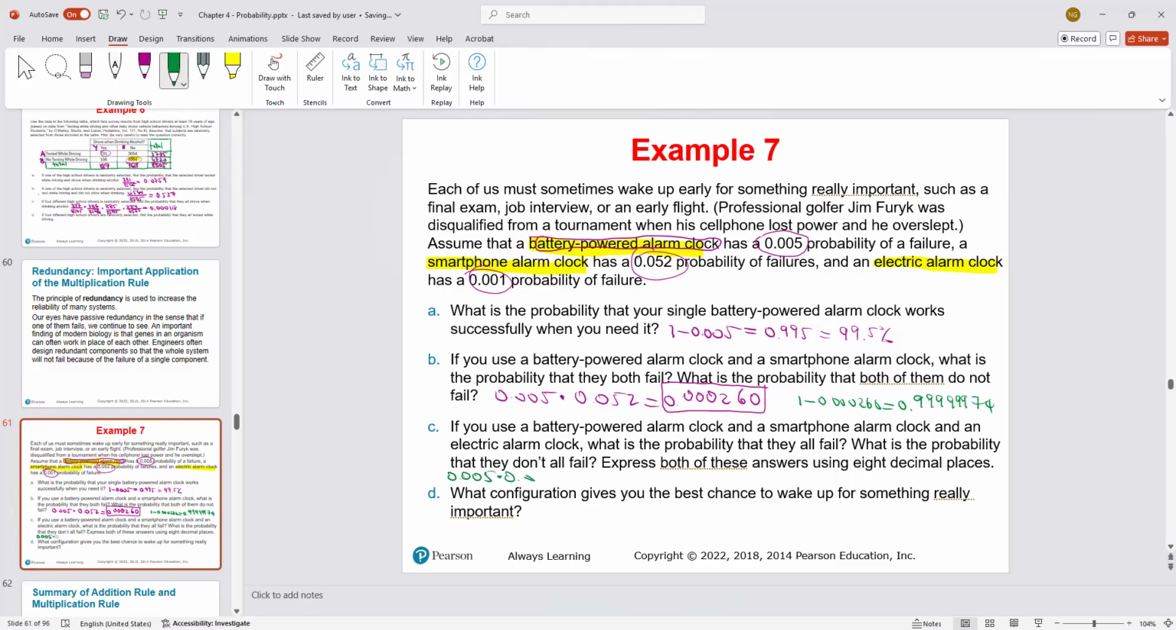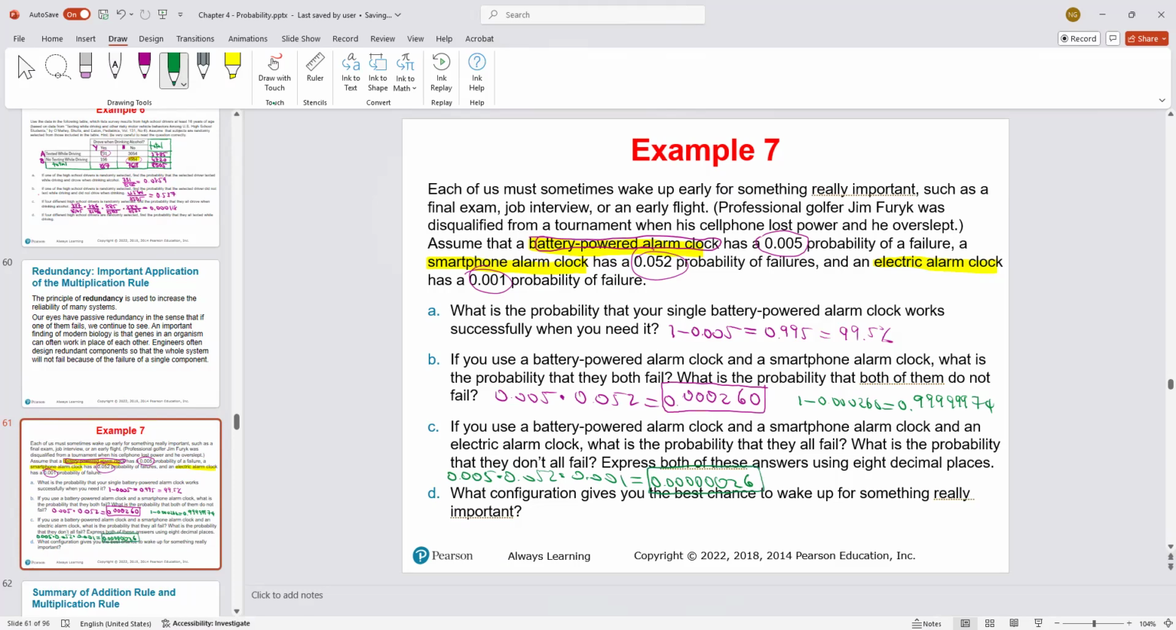0.005 times 0.052 times 0.001. Remember, they happen in sequence. Now, doing this like that, I'm pretty sure we're going to find a big number that we cannot even read, which is, I believe it's 6 zeros on my calculator. 1, 2, 3, 4, 5, 6, 26. That is the answer when you multiply all three.